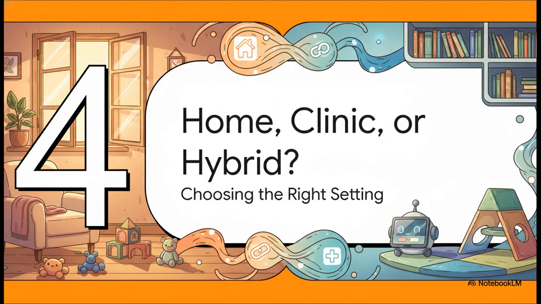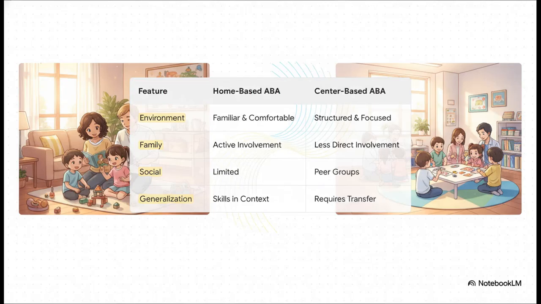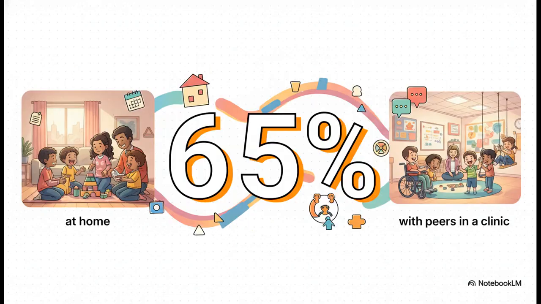So one of the biggest questions is, where does all this learning take place? Well, you've got options. And the best choice really depends on your child and your family. Let's compare the main models. This table lays it out really well. Home-based therapy is amazing because skills are learned in the exact place they'll be used, making them feel natural. But a center-based approach offers a structured environment and, really importantly, tons of opportunities to practice social skills with other kids.